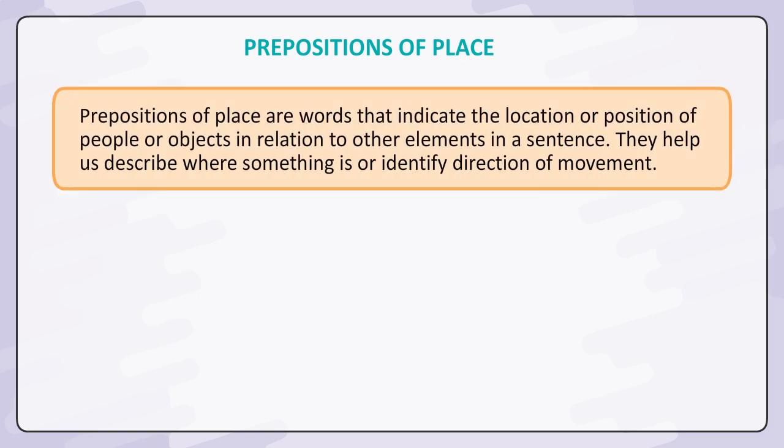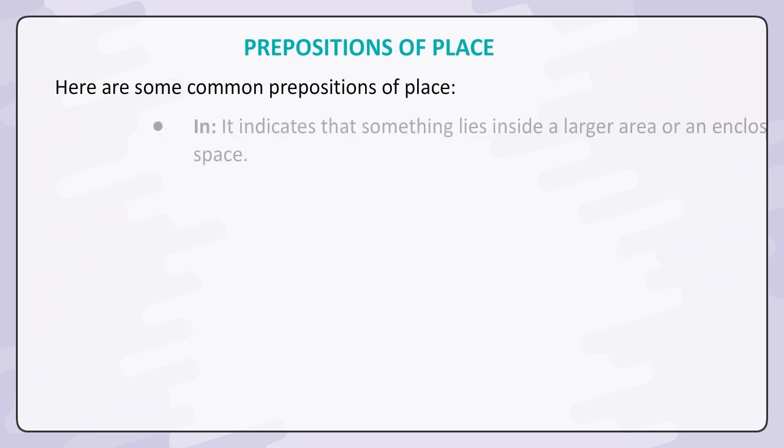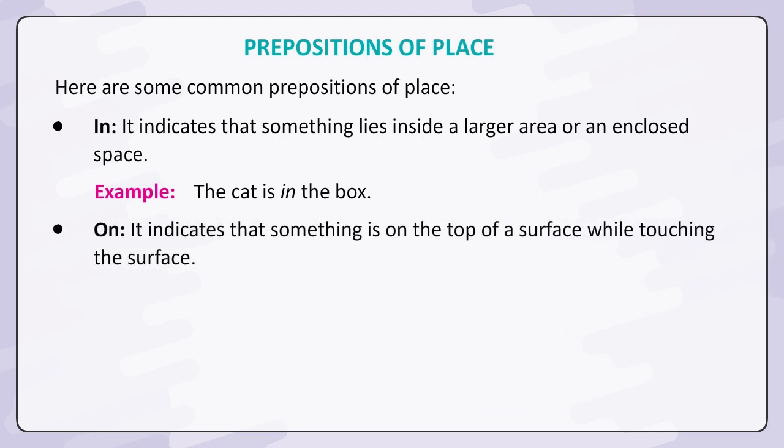Prepositions of place. Prepositions of place are words that indicate the location or position of people or objects in relation to other elements in a sentence. They help us describe where something is or identify direction of movement. Here are some common prepositions of place. In. It indicates that something lies inside a larger area or an enclosed space. Example, the cat is in the box.